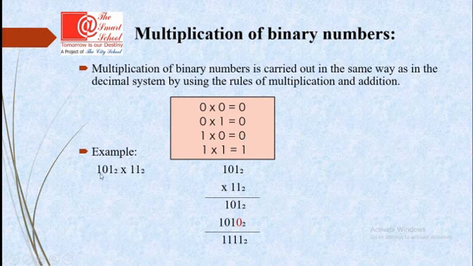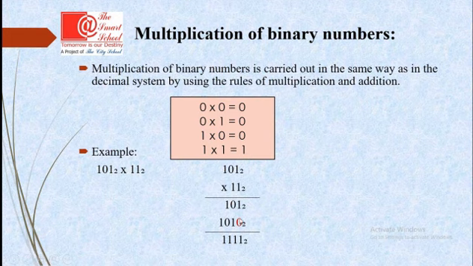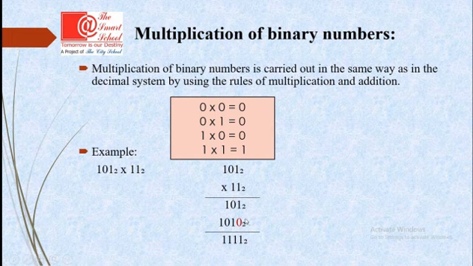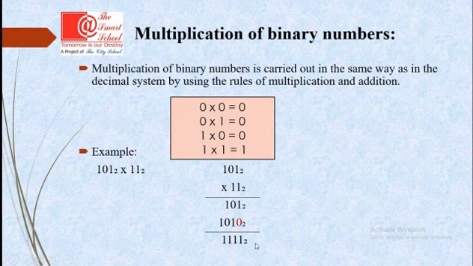Now the example is 101 base 2 multiplied by 11 base 2. Arrange these in vertical order and then 1 multiplied by 1 is 1, 1 by 0 is 0, 1 by 1 is 1. And then the second step of multiplication, same as in the decimal number system, we have to write a 0 here and then the same numbers will come, 101. Now add up these two and follow the rules for binary addition. 1 plus 0 is 1, 0 plus 1 is 1, 1 plus 0 is 1, and 1 will come as it is. So the answer is 1111 base 2.